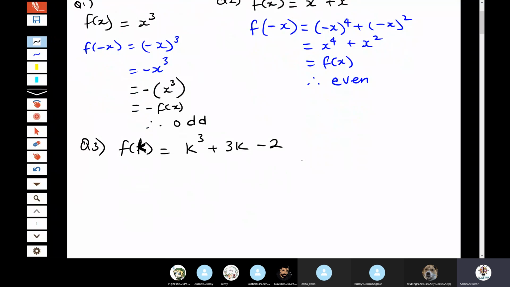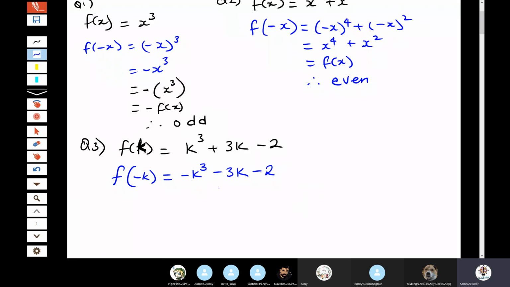All right, f of what? Negative k. Negative k equals? Negative k cubed minus 3k plus 2. Why did you say plus 2? That doesn't have a k, so that doesn't change. That just stays as minus 2. True. Only the k's are changing.